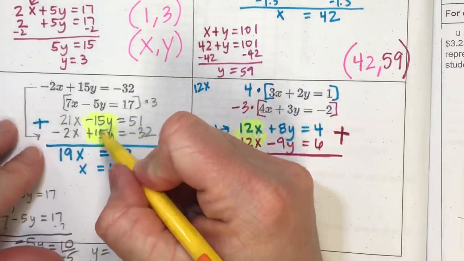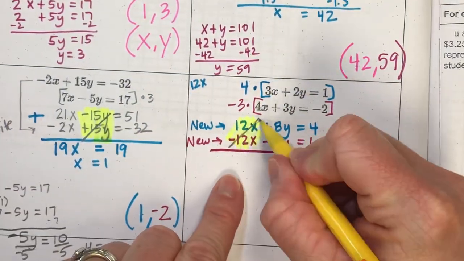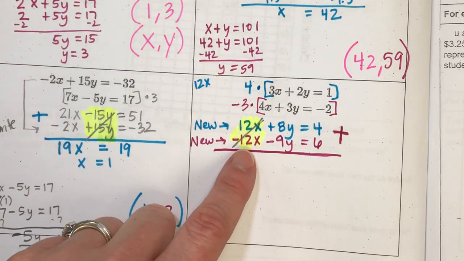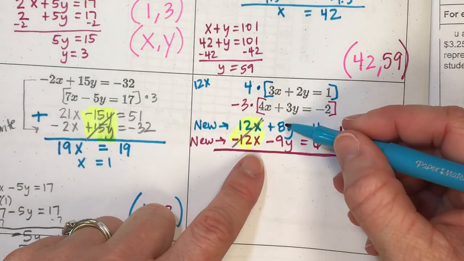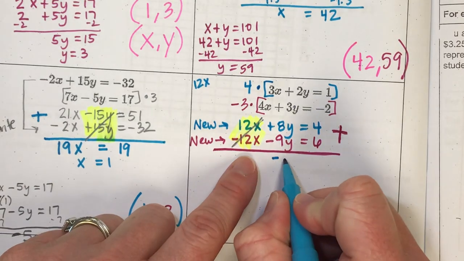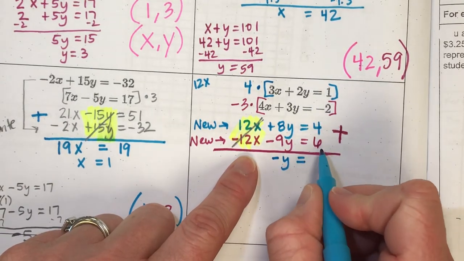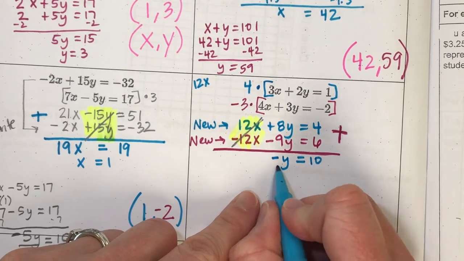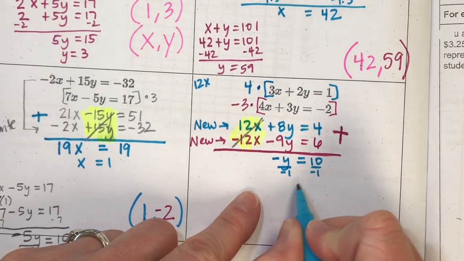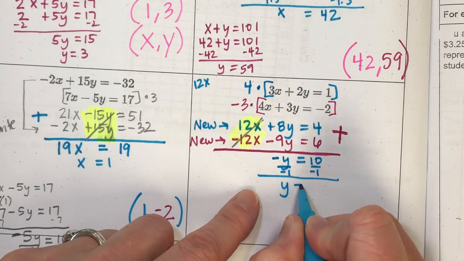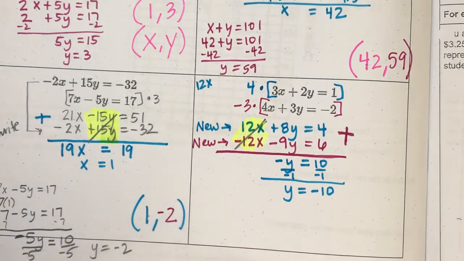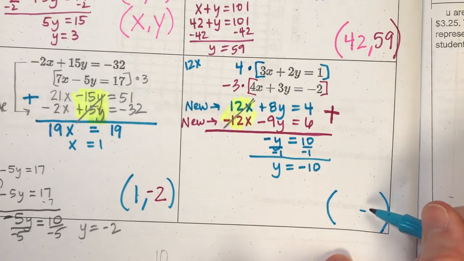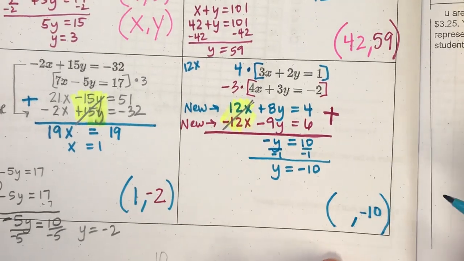I didn't put my line through these, so let me fix that one over there. Now, if I combine my y's together, I will have, let's see, negative 9 plus 8 is going to be negative 1y, and 4 plus 6 is going to get me 10. Now, I don't want negative y, I want positive y, so divide everything by negative 1, and my solution for y is negative 10. Now, be careful when you label your point, make sure you get your value in the correct spot, so I want it in the y spot of my point.